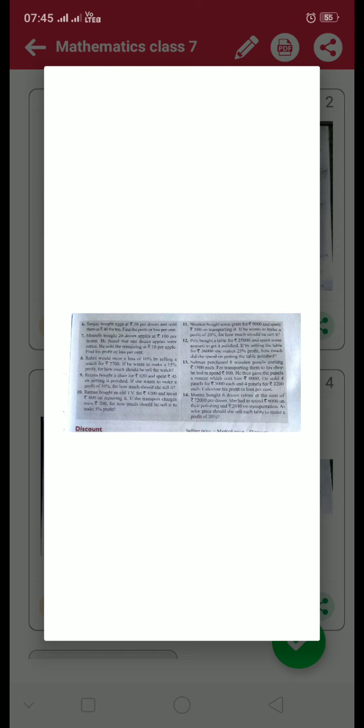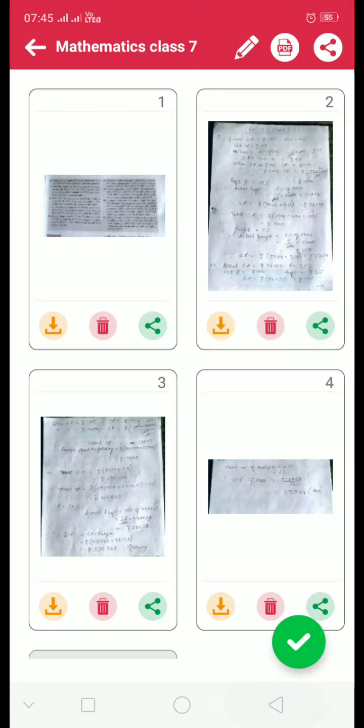Question number 8: Rahul would incur a loss of 10% by selling a watch for 2,700. Means if he sells the watch at this price, there would be a loss of 10%. So what price should he sell at so that he would make a profit of 15%? In this type of problem, one SP is given at a loss of 10% and another SP at a profit of 15% is required. So what will you do?